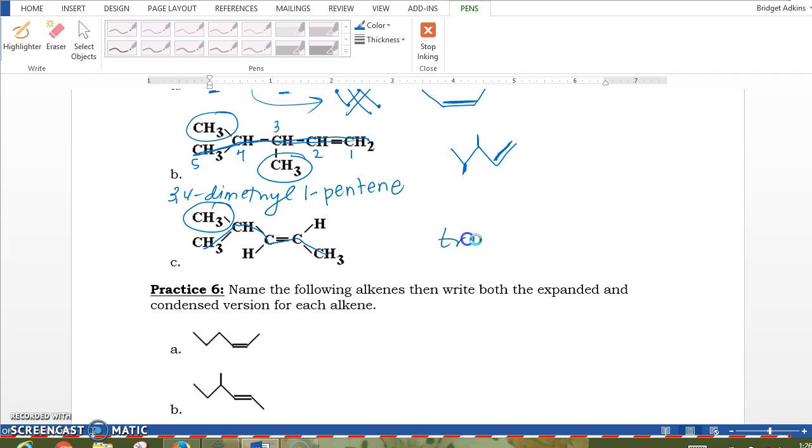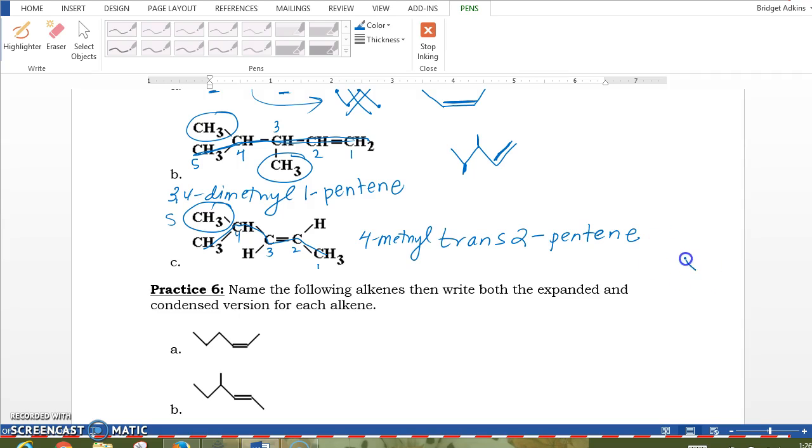So this is trans. To number it, I'm going to go 1, 2, 3, 4, 5. So still pentene. And you do where the double bond starts. So it starts on that second carbon. So trans-2-pentene. And then we've got a branch coming off the fourth. So we would say 4-methyl-trans-2-pentene.